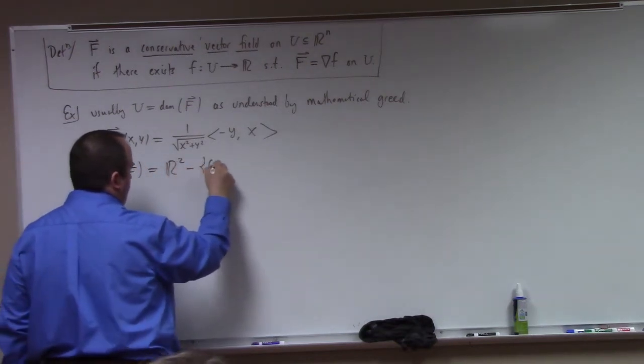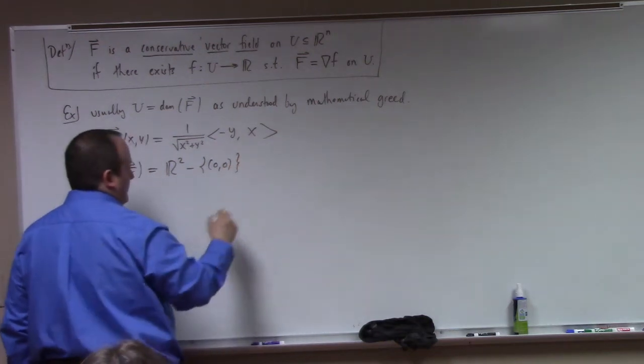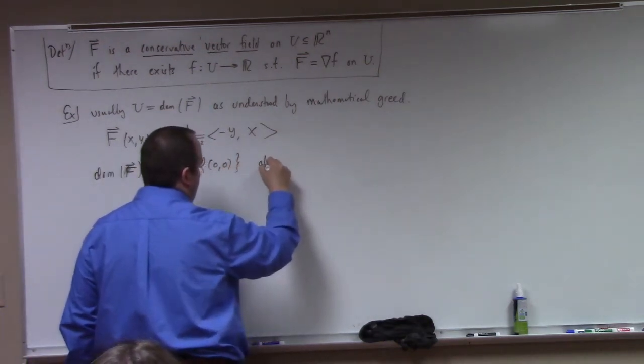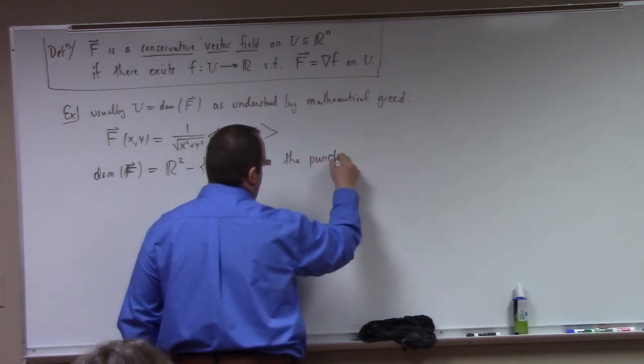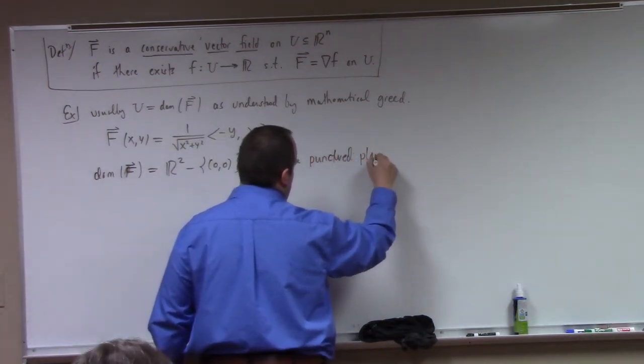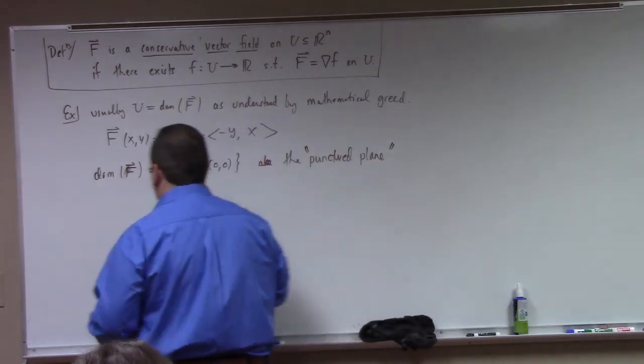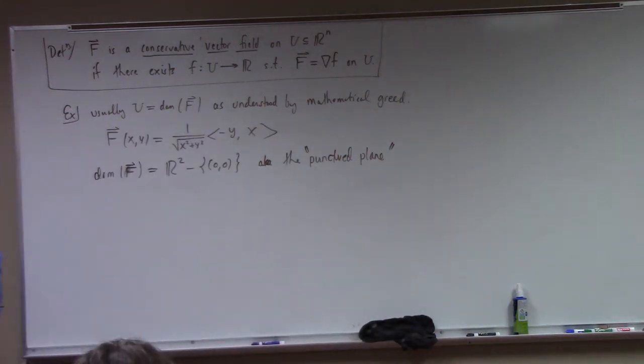R^2 with the origin removed, aka the punctured plane. It's punctured because we've just poked a hole out of the middle of it. But anything else makes sense, because the square root of x squared plus y squared is just the distance from the origin, right? So you can divide by the distance from the origin as long as you're not distance 0 from the origin, namely at the origin. But otherwise, it makes sense.